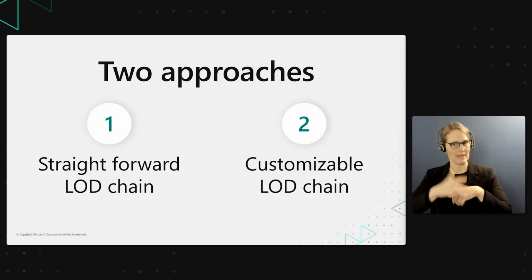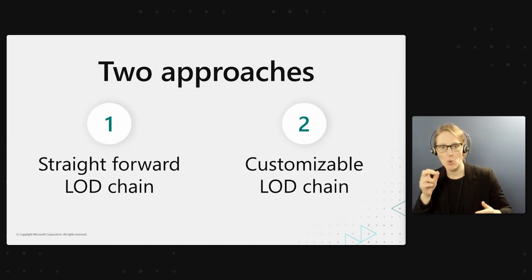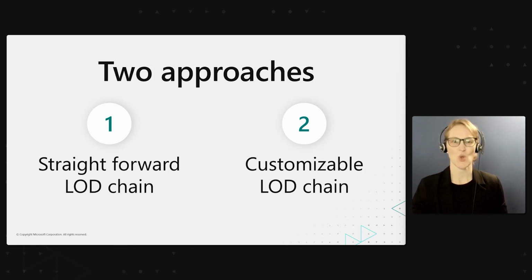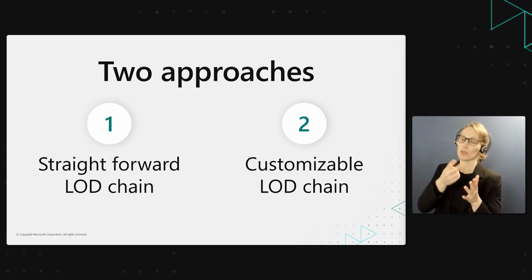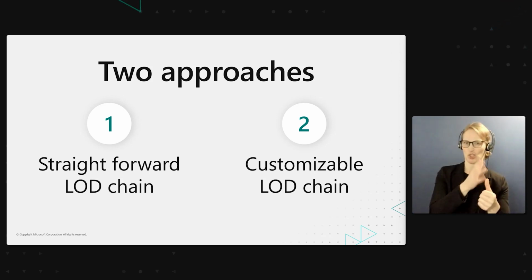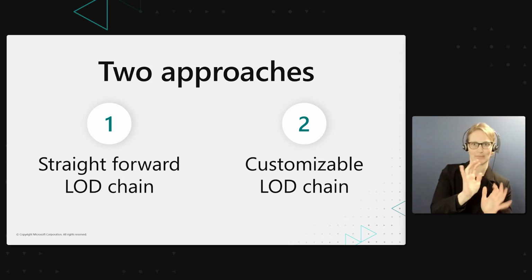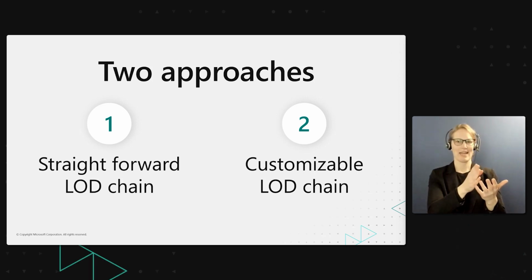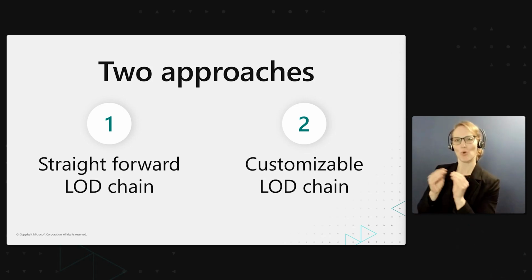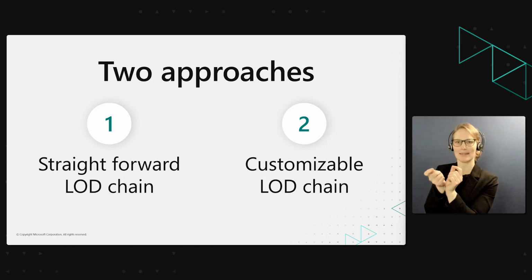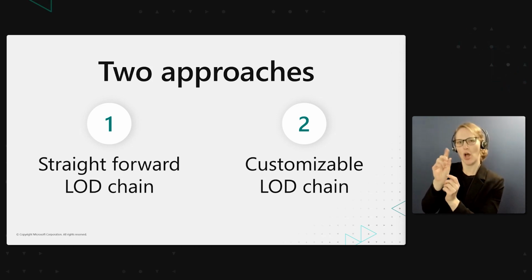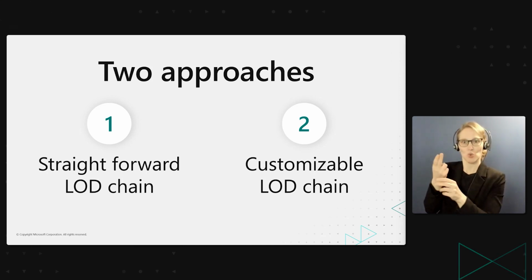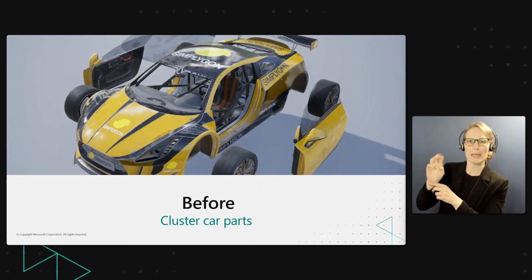We're going to look into this. There are two different approaches. The first approach is a straightforward LOD chain. That one is basically just a standard reduction all the way. The second one, which is a little more interesting, is the customizable LOD chain, where we're actually going to look at how you can produce modifiable proxies using Simplygon's remesher and the geometry datacasters. But let's start by looking at what we did before.